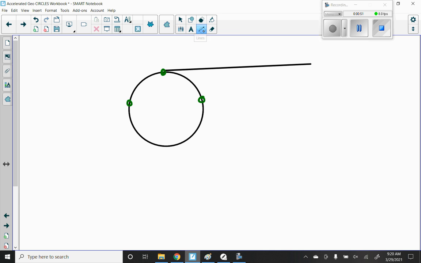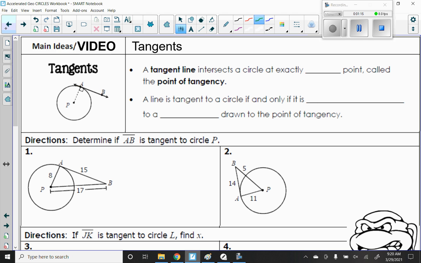So what you're going to learn in this video is that if there is a radius that goes to the center of the circle from that point we call the point of tangency, then this intersection must be a right angle. Okay, the angle there is a right angle. Okay, so on to our video.